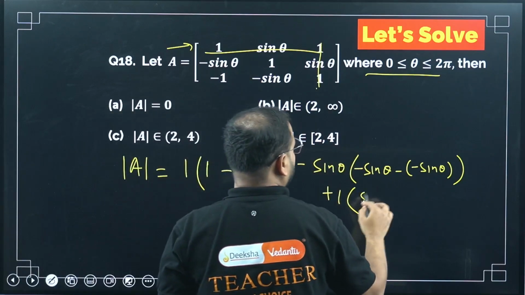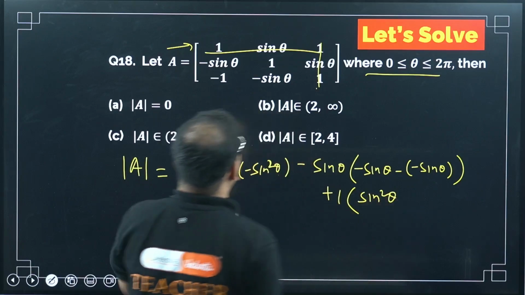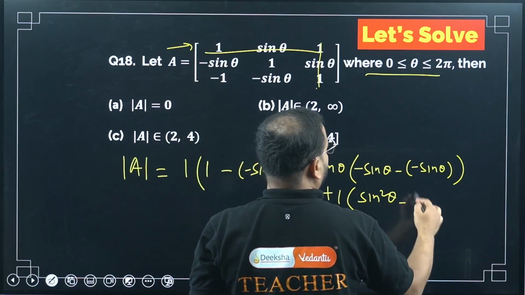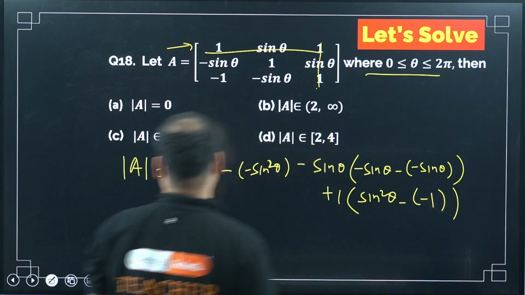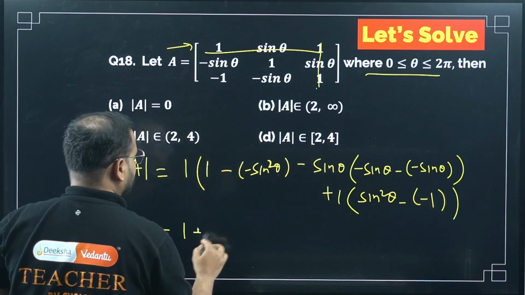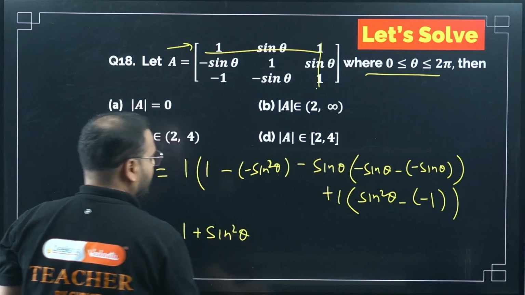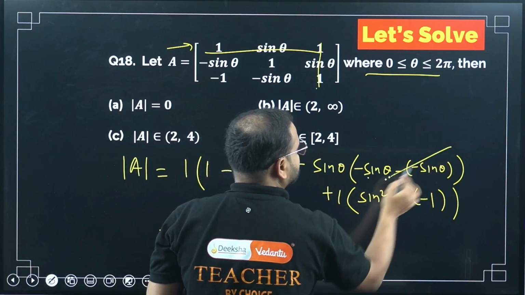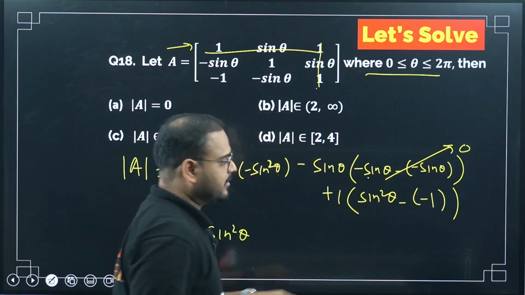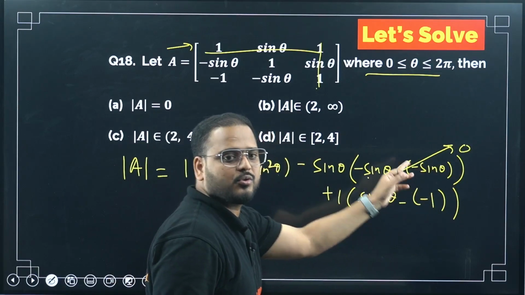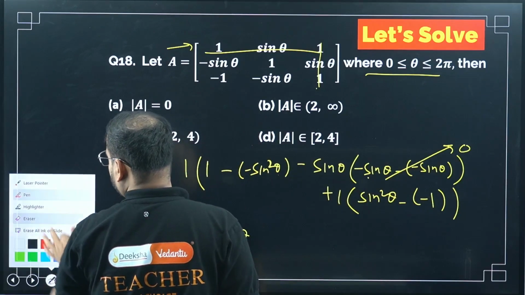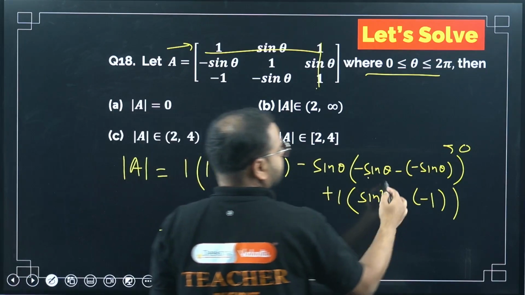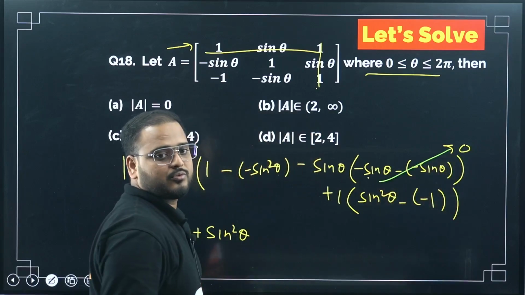So basically, simply plus, minus sine into minus sine is plus sine square, and then minus of minus 1. Okay, simplify this please. I get 1 plus sine square theta. What do I get over here? This is 0, right? Minus sine theta plus sine theta is 0. Please check. Minus sine theta, and minus of minus will become plus. So again 0. This will be 0.